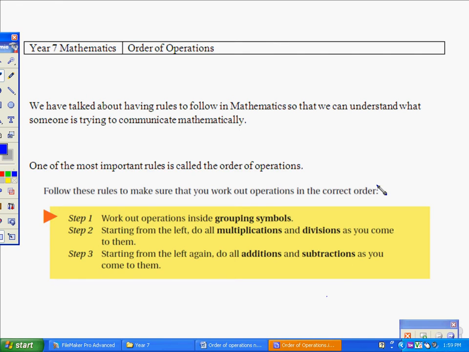Okay, we've been talking about rules that we need to follow for our mathematics. This one we're going to look at is what's called order of operations. You may have heard it called BODMAS. We'll explain what BODMAS is in a moment.